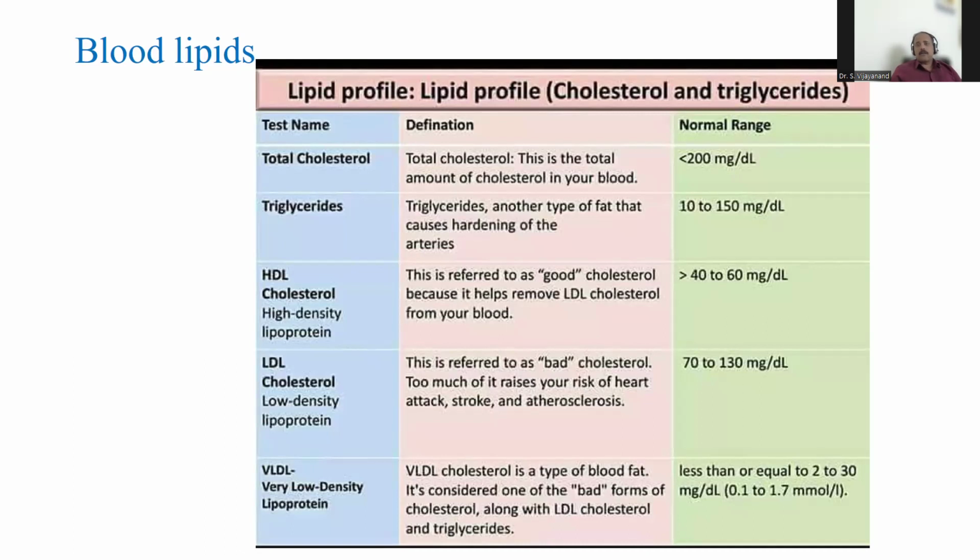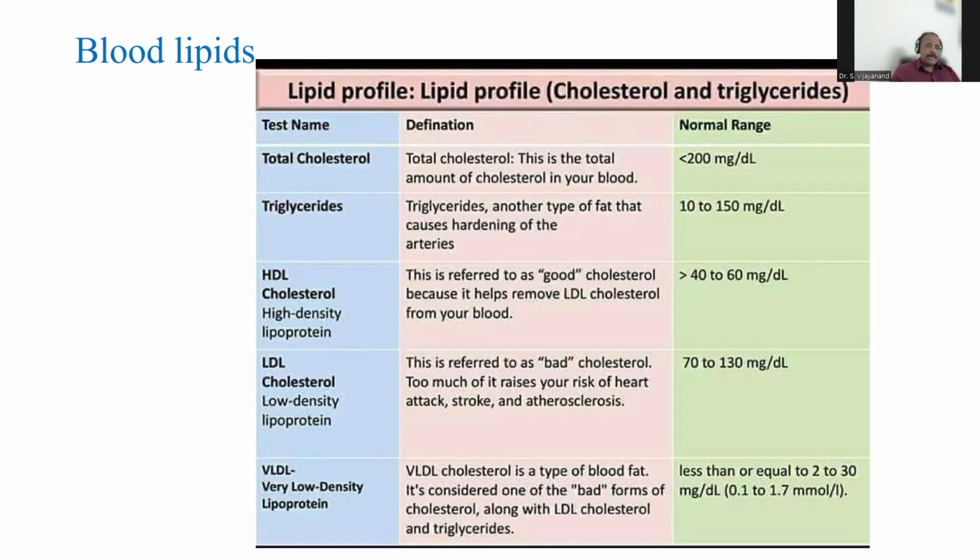When you talk about cholesterol, the concentration of cholesterol present in the blood is less than 200 mg per deciliter. That is the normal range of blood cholesterol. Whereas triglycerides are mainly stored in adipose tissues, and are a main causative factor for hardening of arteries. The concentration of triglycerides is less than 150 mg per deciliter, which is considered the normal range.